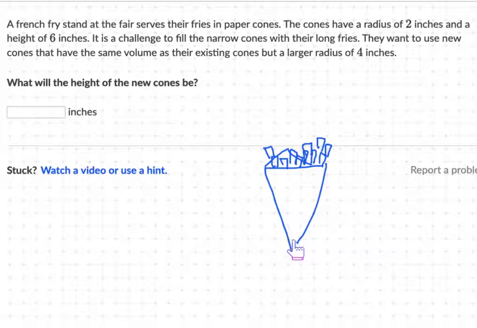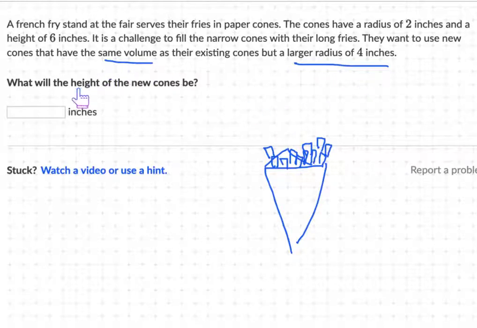It is a challenge to fill the narrow cones with their long fries. They want to use new cones that have the same volume as their existing cones, but a larger radius of 4 inches. What will the height of the new cones be? So they want to have the same volume, but a larger radius. So they want to know, what does that height have to be to keep that same volume? So go ahead and pause the video and try it on your own first.